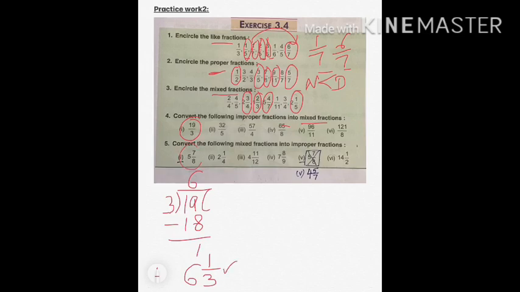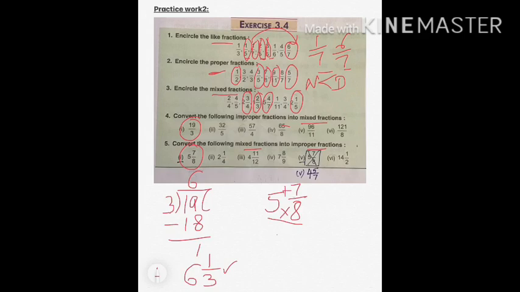Alright, and then converting mixed into improper. So I have taught you a simple way. Once again I am telling you, first you have to multiply the whole number with the denominator, and to whatever is the answer you have to add 7.